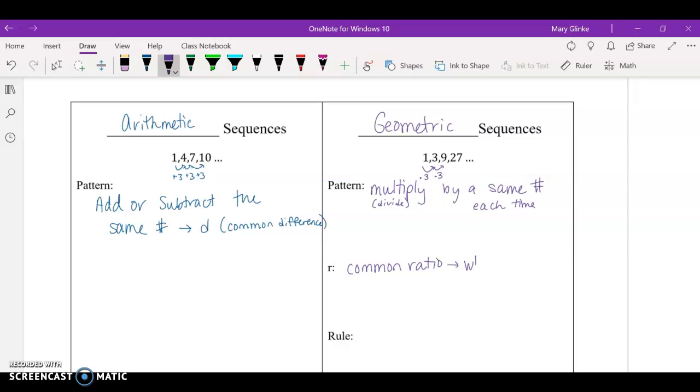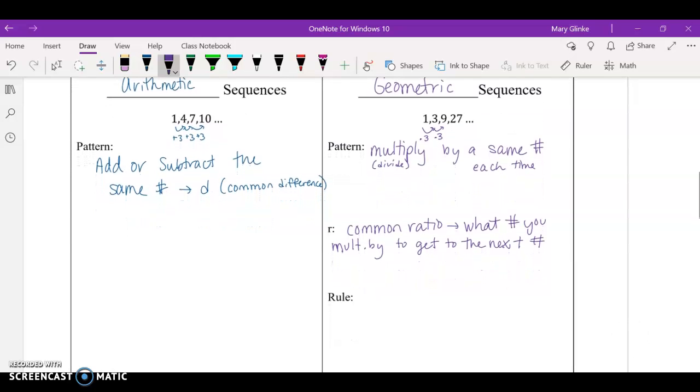That is going to be whatever number you multiply by to get to the next number. It's the number you multiply by to get to the next number. You might have to go hunting sometimes for that common ratio.